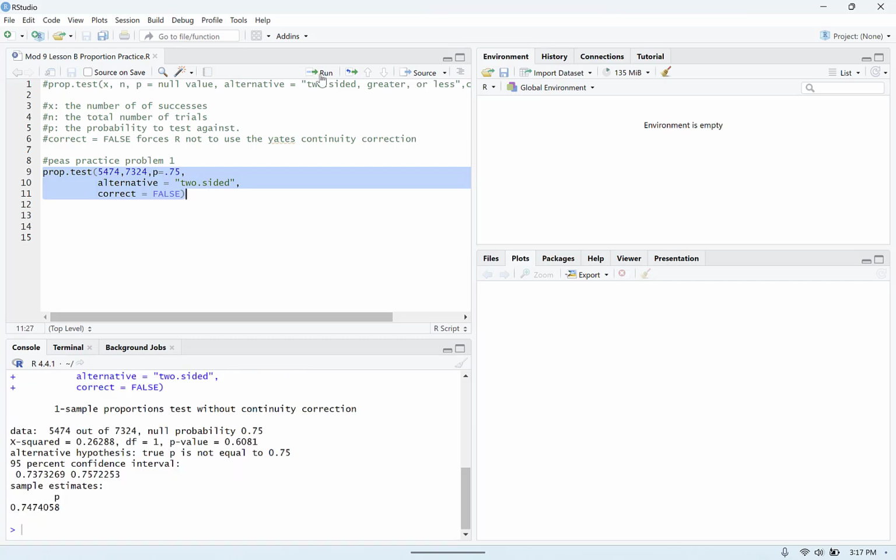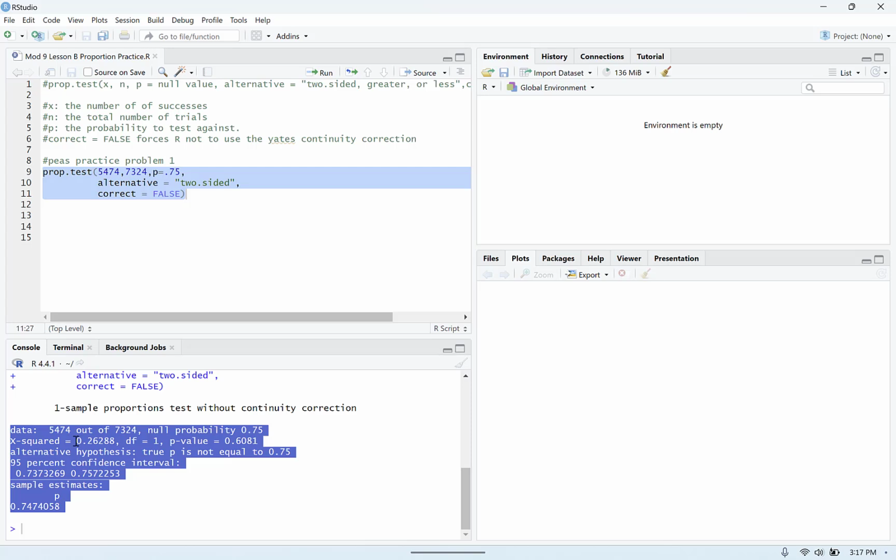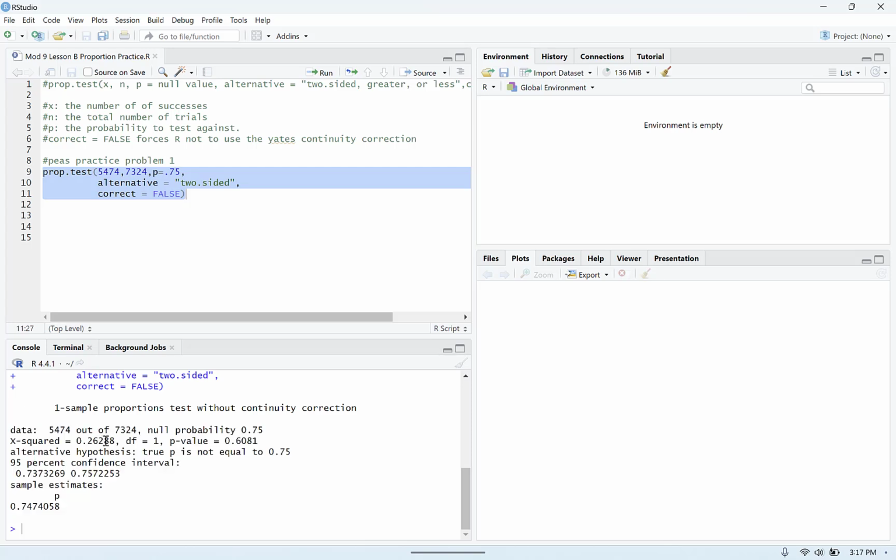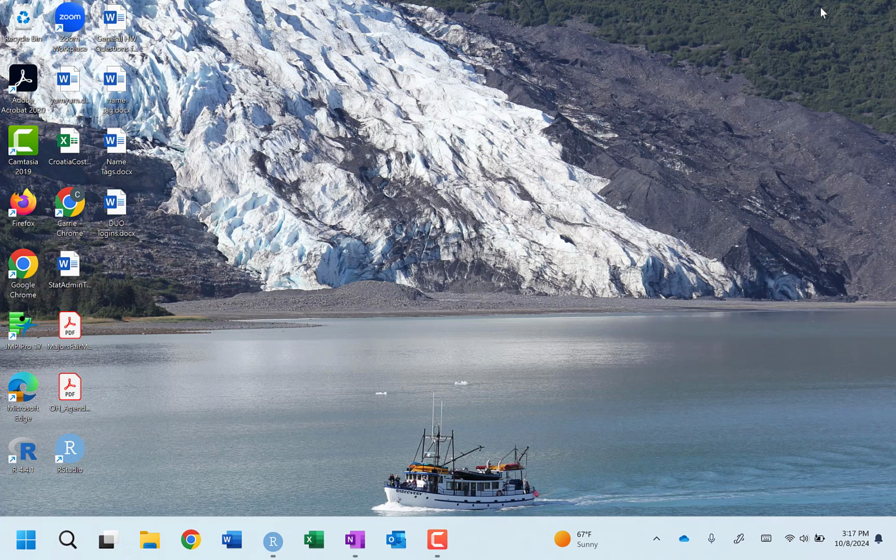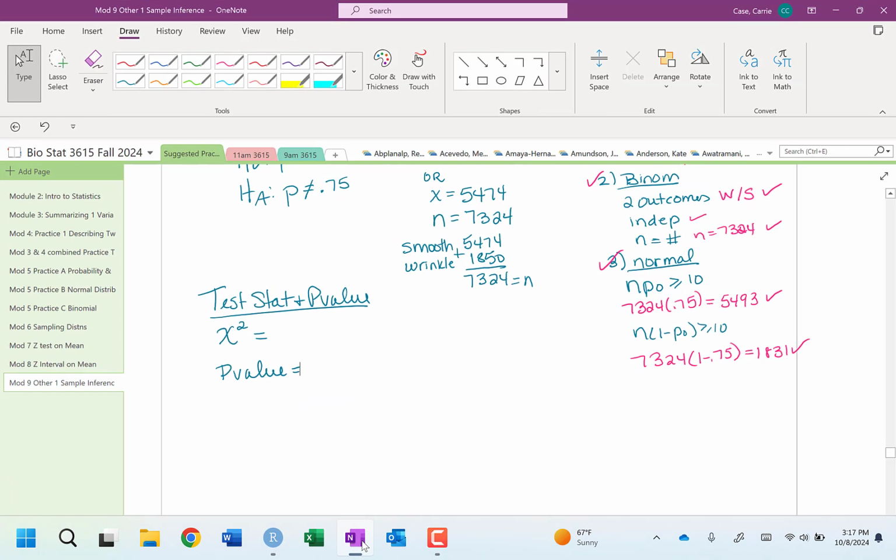So I need to run this code. And when I run this code, I get this output down here. It's a chi-square test statistic, which is 0.26. And then my p-value is 0.6081. This should not be a surprise to you guys because this particular experiment has been proven over and over and over again throughout time. And we're getting the same results everybody else typically gets, unless you just got a weird sample.